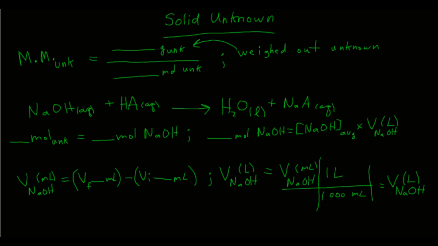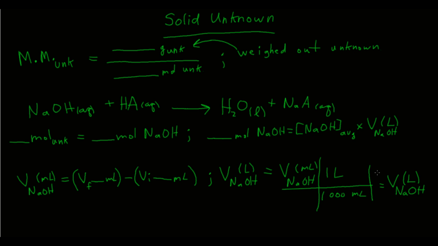To get the moles of sodium hydroxide that it took to reach the end point, it's equal to the average concentration of sodium hydroxide that you got from the first part of this experiment when you standardized your stock solution, times the volume of sodium hydroxide that it took to reach the end point in liters. To get that volume in milliliters, take your final volume right off your burette minus the initial volume right off your burette. Just take that number and divide by 1,000, and that gives you the volume of sodium hydroxide in liters.